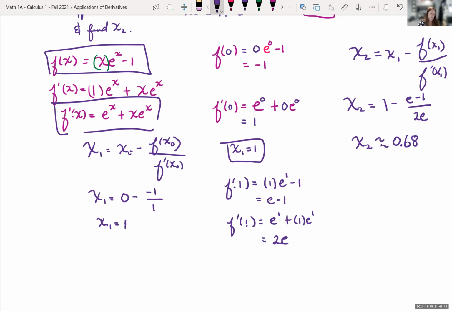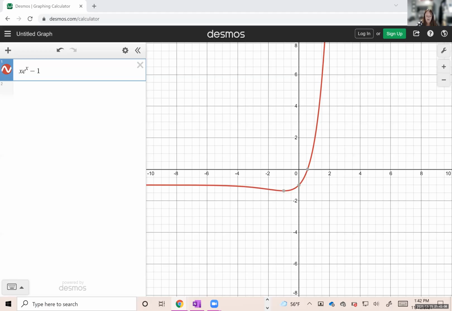Okay, so again, let's look at the graph of f of x and look at how close we had gotten. Looking at our graph of our function, let's look at where the intercept is, and it looks like it is at 0.567, and we got 0.6.